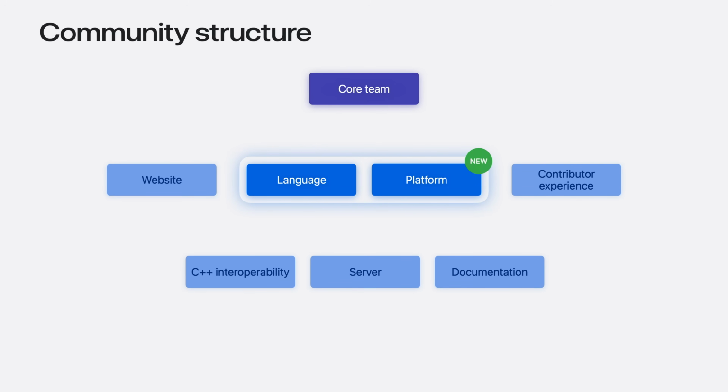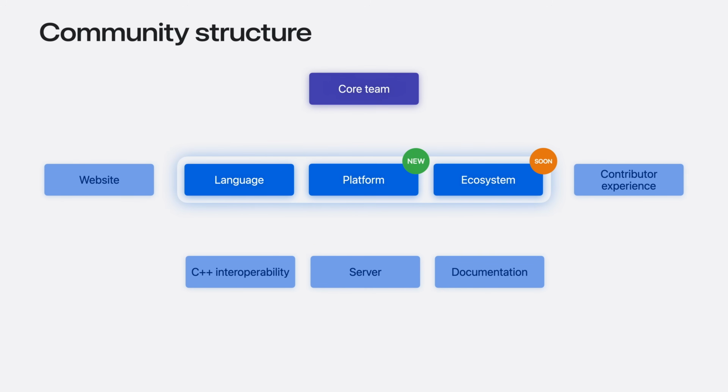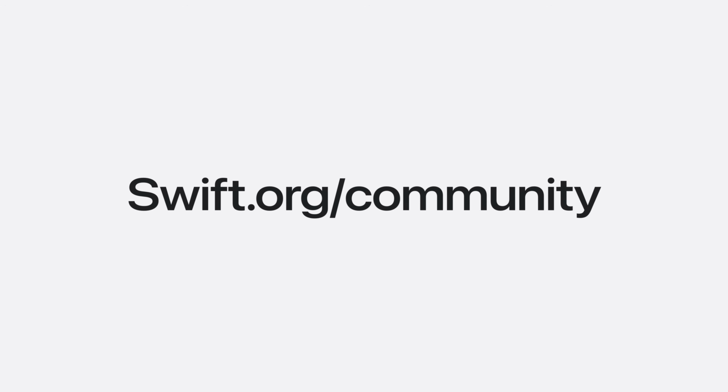Additionally, the Swift core team is also actively working on creating a new ecosystem steering group to focus on the developer experience and the broader ecosystem. To continue the momentum for the low-level environments, the Swift core team is also working on introducing a new embedded workgroup. We welcome you to join the Swift community and explore the different steering groups and workgroups on swift.org/community. Swift.org is the home for the Swift project.